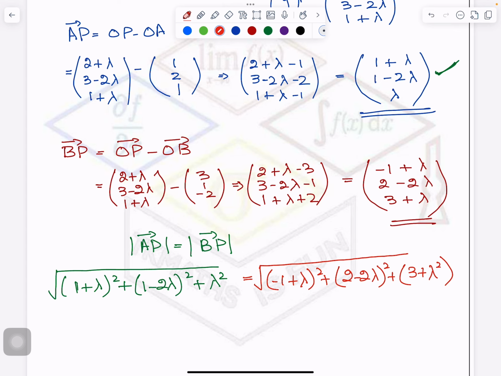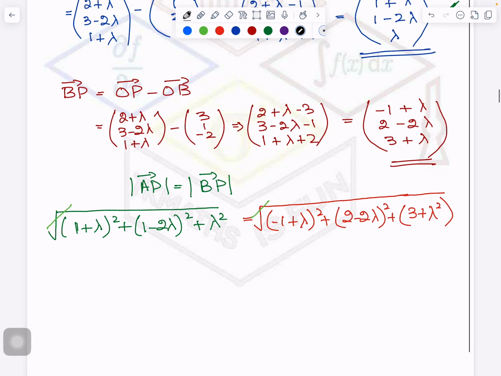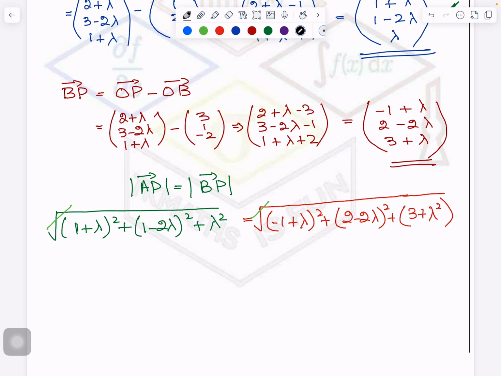So now, because the square root is on both terms, I can square both sides. What will this do? It will cancel out the square roots and you will be left with the inside thing. So I'm going to expand it with the algebraic identity, a plus b whole square. So it will become 1 plus 2 lambda. Now we have to be careful about signs so that we do not make a mistake, plus 1 minus 4 lambda plus 4 lambda square plus lambda square, right?